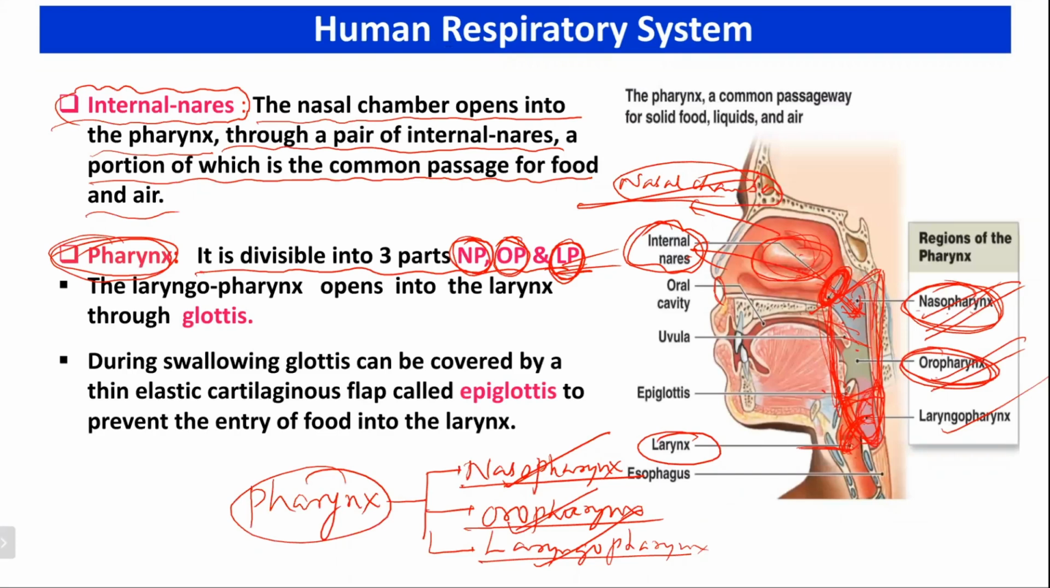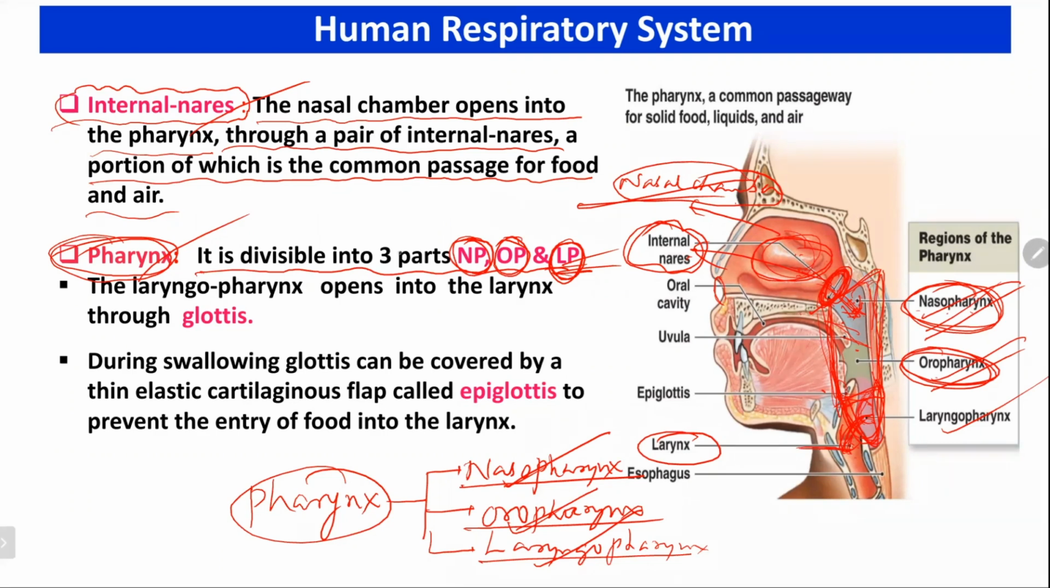We are discussing the human respiratory system, and previously we have finished external nostrils, nasal chambers, internal nostrils, and pharynx. Those who joined late can watch the recording so that you can understand better. No problem. From here try to understand, I will be explaining in detail.